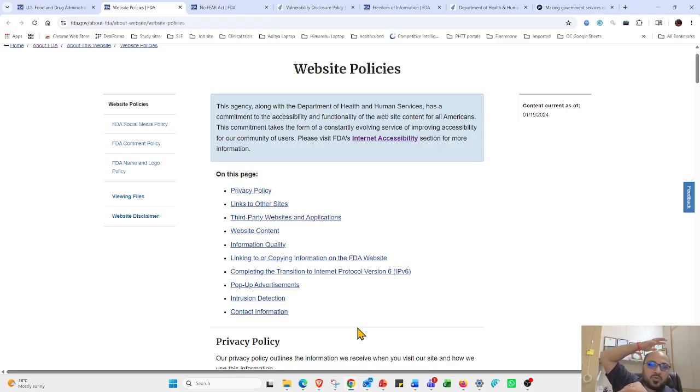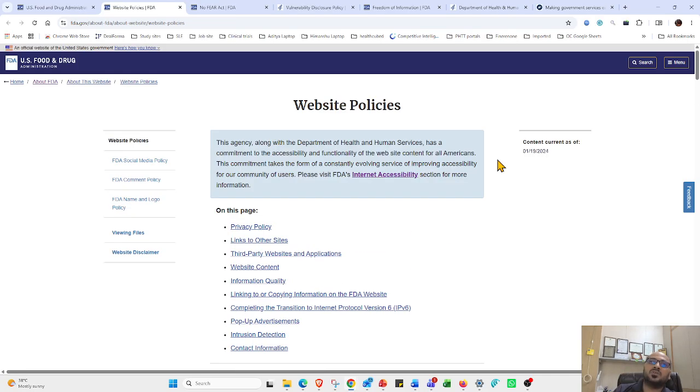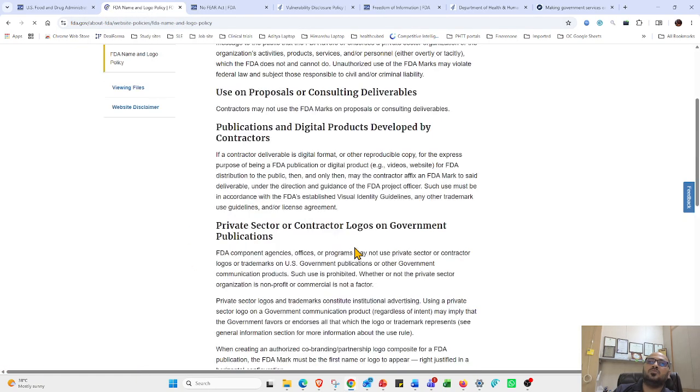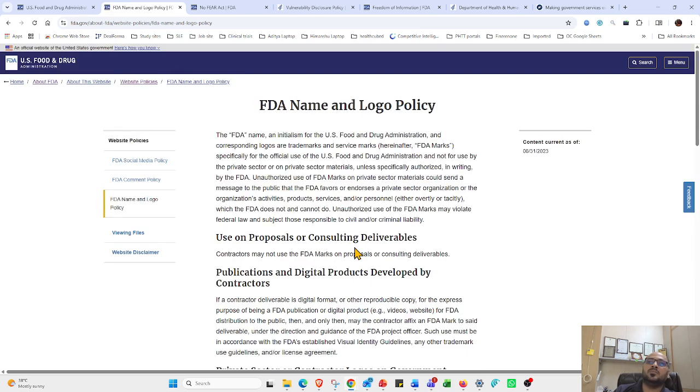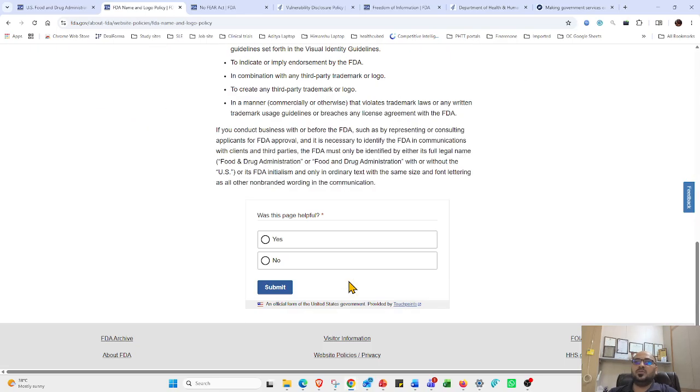And what you should trust, what you should not trust, or check. So those kinds of things are there in these. I have given you certain examples also, right? For example, FDA name and logo. So in the consulting documents and all, where you can use FDA's name, where you cannot. Those are the guidelines which are written over here.